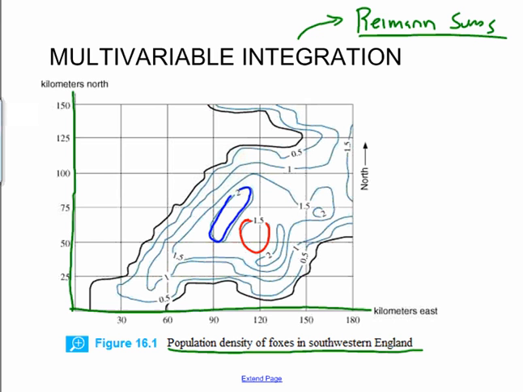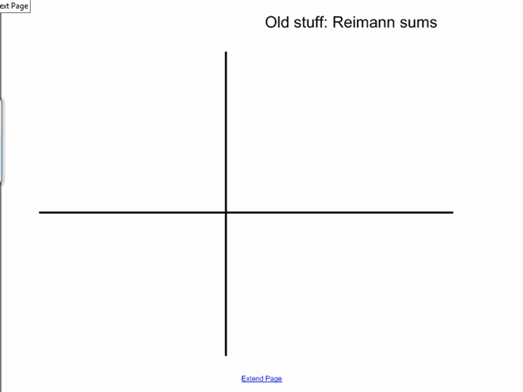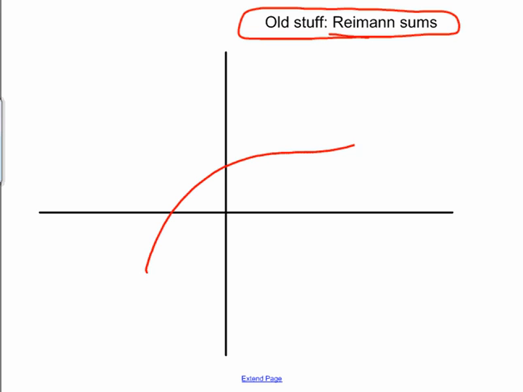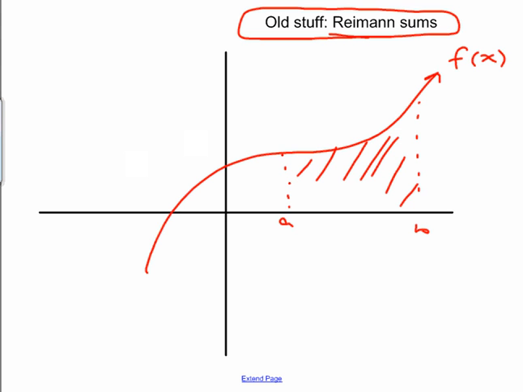So what if we wanted to approximate the number of foxes? How would we do that? Well, we'll come back to that in a second, but let's do a little bit of review of single variable integration first. In single variable integration, we used Riemann sums as an approximation. So let's imagine that we have some function f of x from a to b, and I wanted to approximate the area underneath that curve.